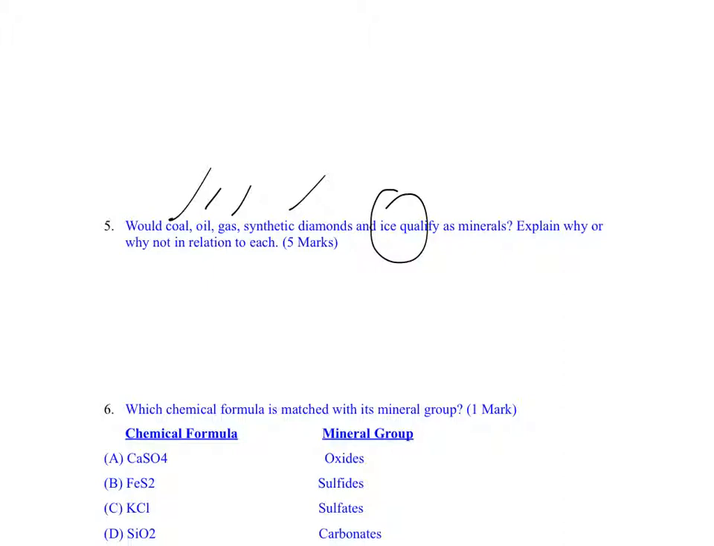Ice is a little bit of a different one because ice does have a chemical structure. It does have a chemical composition. Ice is solid, and ice is naturally occurring, and ice is inorganic. So based on the criteria to define a mineral, ice would qualify.